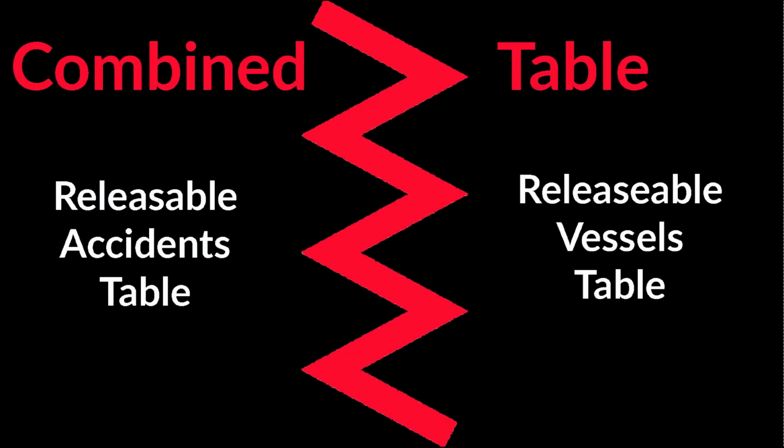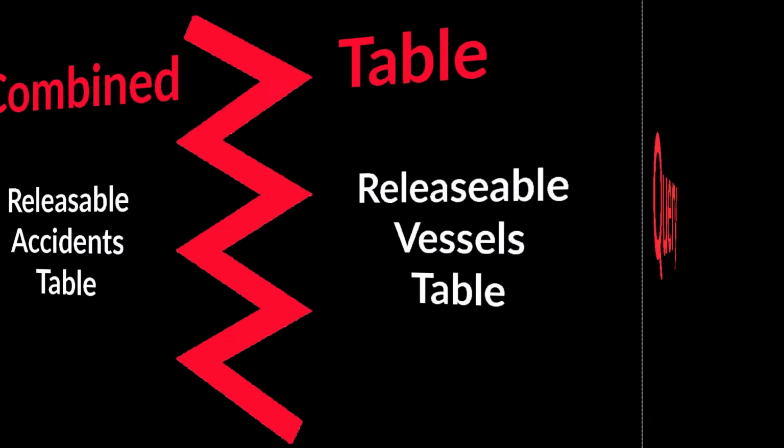Rather than going through this grueling process over and over and over again, we create what we call the combined table. This combined table is basically a union or combination of many of the cells of the accident table with many of the cells of the vessel table. It resembles a gigantic spreadsheet.